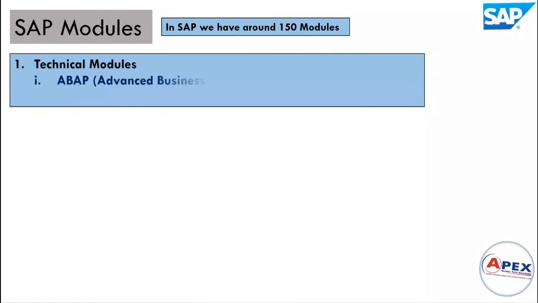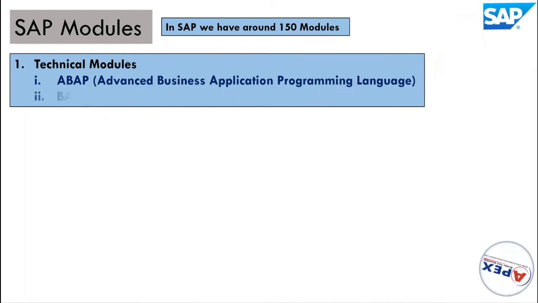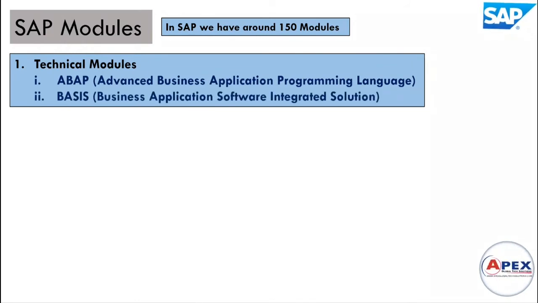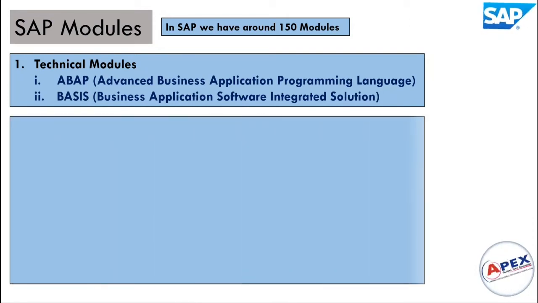They have been categorized first into technical modules. Technical module, I have already told you, is ABAP. What is ABAP? It's a programming language, which I have already explained. One more apart from ABAP is BASIS, that is Business Application Software Integrated Solution. Whatever technical issues arise in SAP, they are the right people responsible to rectify those technical issues. Next we have functional modules.